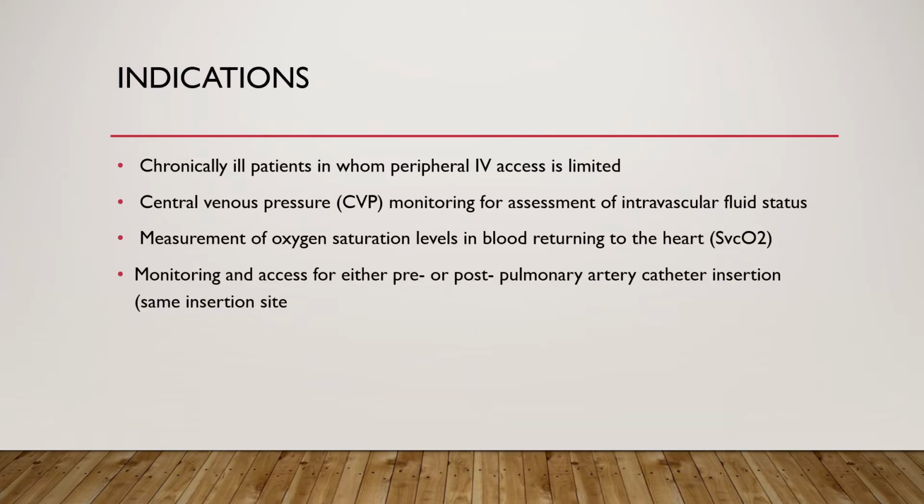Some other indications are chronically ill patients when we need IV access for a long time, and central venous pressure monitoring for a long time can be done. Then, as I said in the previous slide, measurement of oxygen saturation levels in blood returning to the heart. Usually this level is around 65 to 75%. There is a 25% reserve left. Whenever it is less than 65%, 65 to 50%, that usually indicates a stress on the oxygen utilization by the body. That means the oxygen being delivered is not adequate for the tissue requirement.